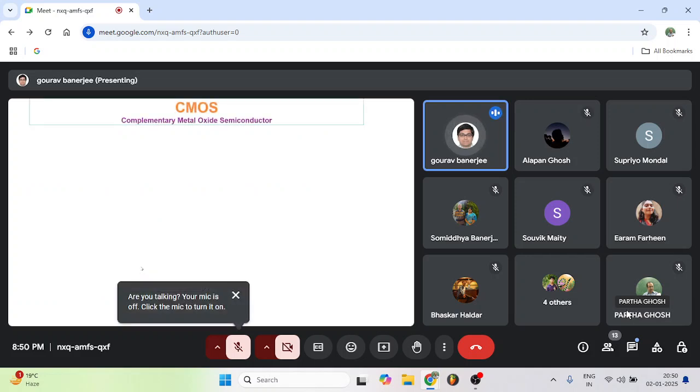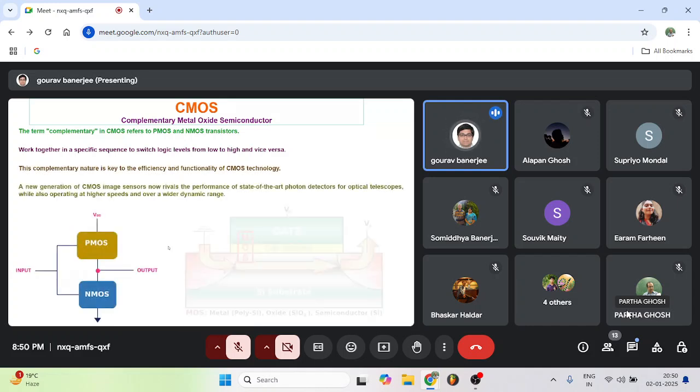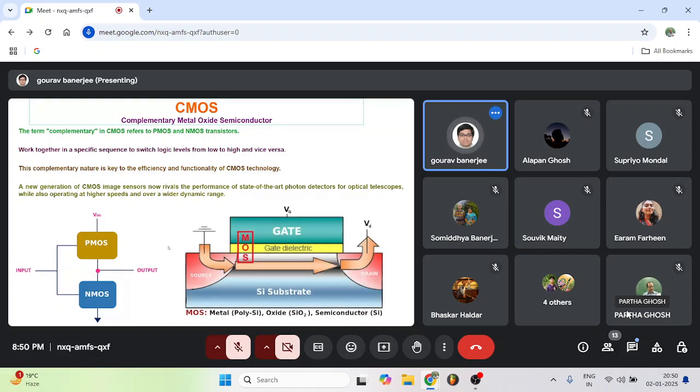Then come the CMOS detectors, complementary metal oxide semiconductor. It's a combination of metal oxide semiconductor PMOS and NMOS connected in opposite directions. They can be on and off simultaneously, so they are very efficient in functioning.